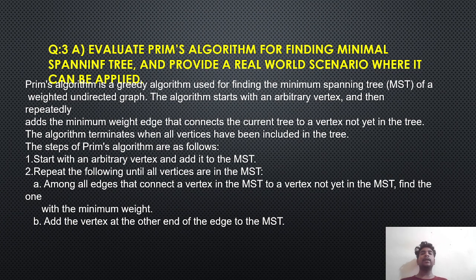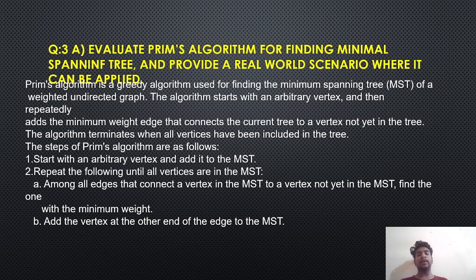Question number three: evaluate Prim's algorithm for finding the minimum spanning tree and provide a real world scenario where it can be applied. Prim's algorithm is a greedy algorithm used for finding the minimum spanning tree of a weighted undirected graph. The algorithm starts with an arbitrary vertex and then repeatedly adds the minimum weight edge that connects the current tree to a vertex not yet in the tree. The algorithm terminates when all the vertices have been included in the tree.